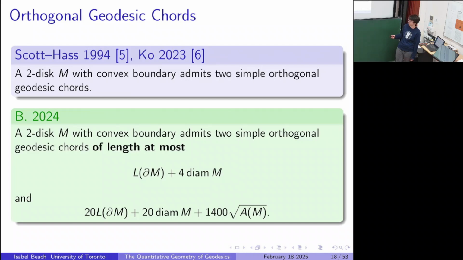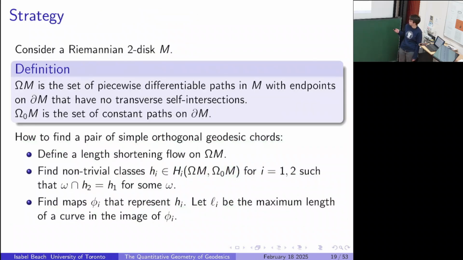And then the second one is bounded by this slightly uglier linear function of the perimeter, diameter, and square root of the area. So not only are there two simple chords, they also have to have bounded length in terms of the geometric properties of the ambient disk. So again, this is kind of similar in flavor to the Lusternik-Schnirelmann theorem proof.